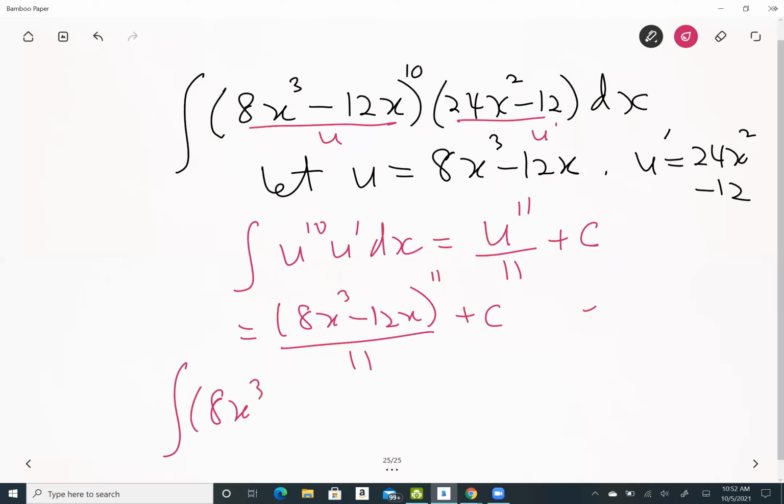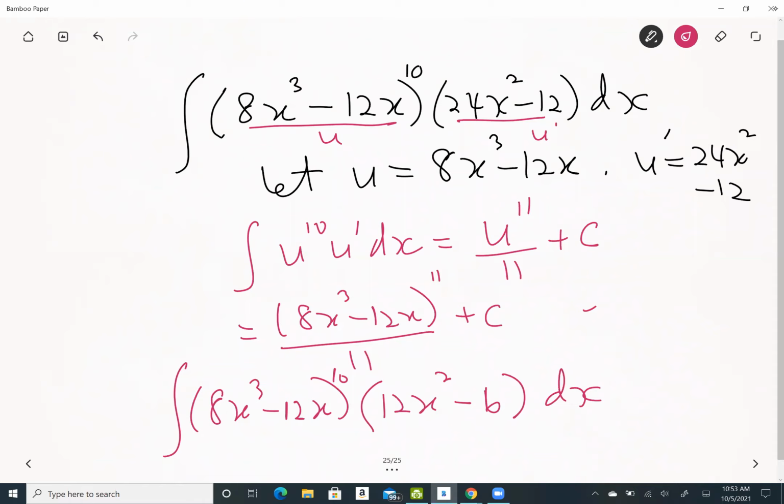Now, for example, if I make an adjustment to this question, suppose I have the following: 8x cubed minus 12x, everything to the power of 10. But now I have 12x squared minus 6 dx. Okay, so you are given 12x squared minus 6 instead of 24x squared minus 12, which is not u prime.